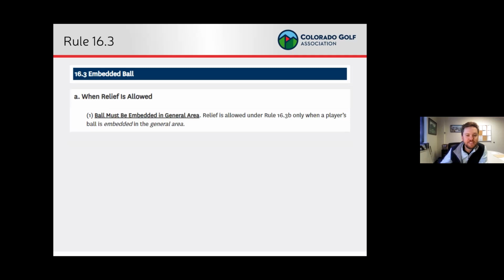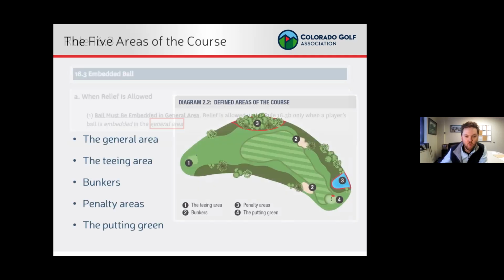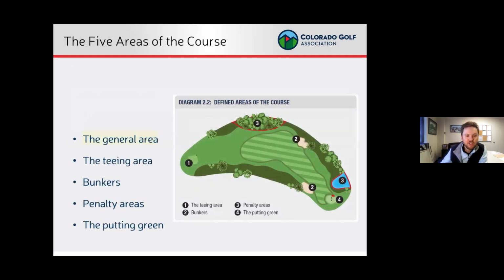Relief is allowed under Rule 16.3b only when the player's ball is, again, embedded in the general area. So again, we've got this one specific area of the course here, must be the general area. And again, it doesn't define grass height. You could have an embedded ball in the rough. That happens too. Used to be the opposite. You had to have it embedded in the fairway unless a local rule expanded it to the general area. Now it's the general area. So if your ball is embedded in the rough, that still counts.